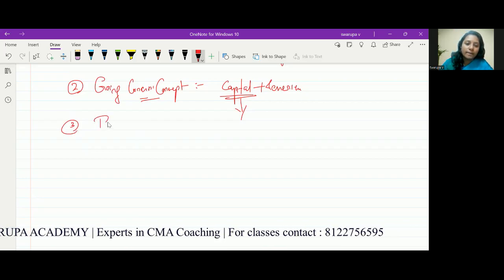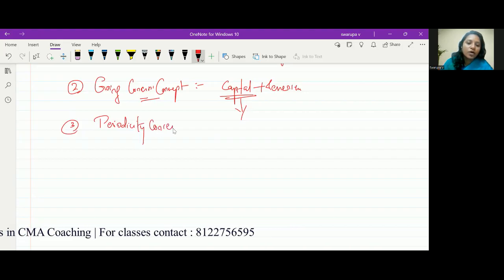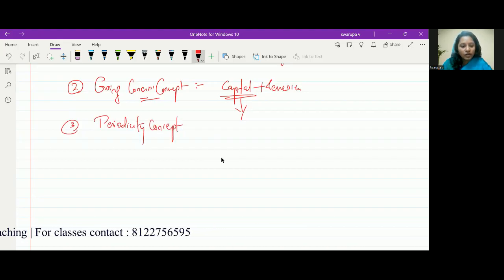Third one, periodicity concept or accounting period concept.